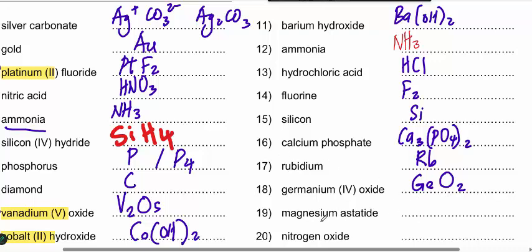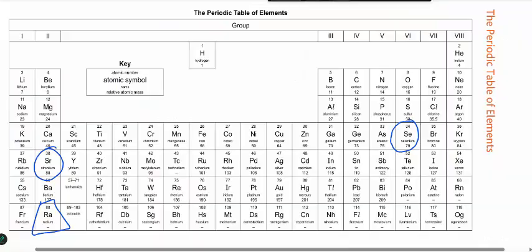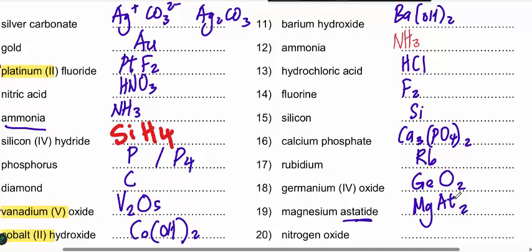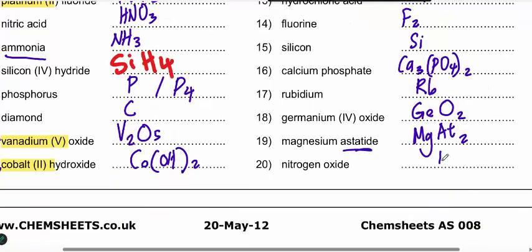Magnesium. Astatine. Again, look at your periodic table, group 7. No need to go and waste your time doing the electron arrangement. So it's -1. Nitrogen oxide. This one you can leave as NO because it's actually monoxide. If it's nitrogen dioxide, it will be NO2.